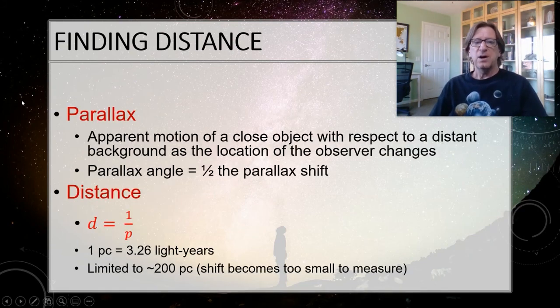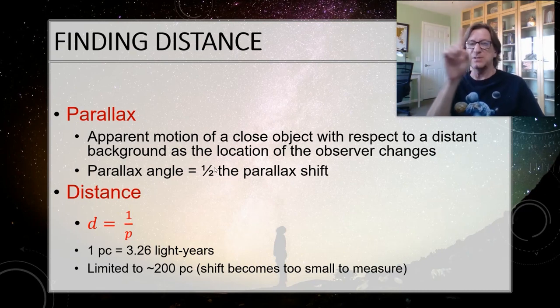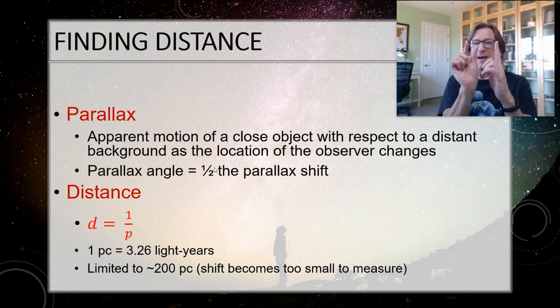All right, so in summary then, the apparent motion of the object, with respect to a different background, will shift as your observer changes. And so that's that parallax going back and forth and back and forth. The parallax angle is half of that shift there.